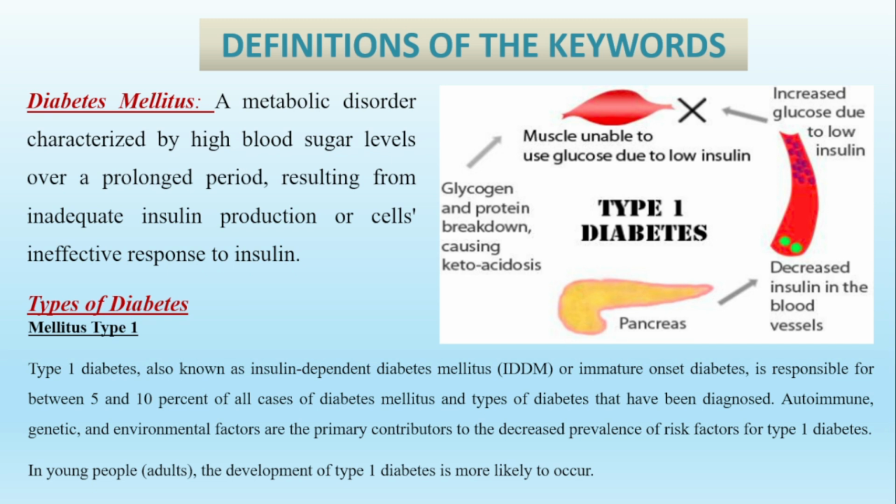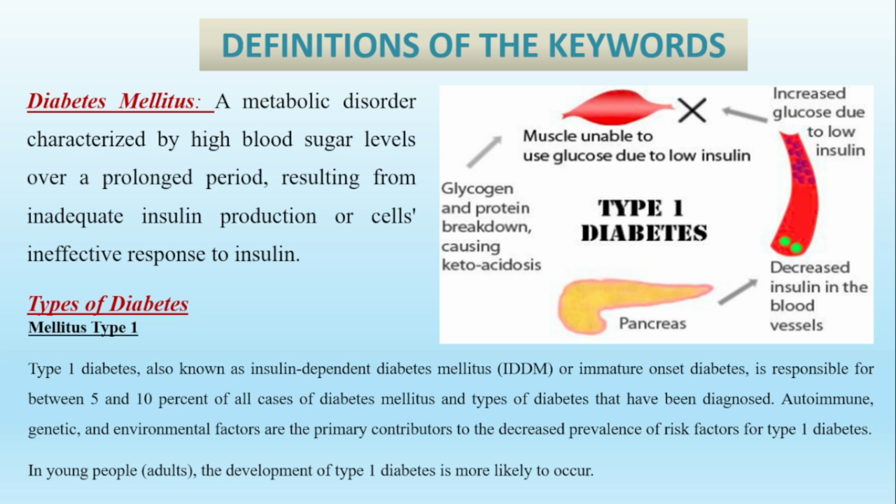Now, I will give a small introduction to diabetes. Diabetes mellitus is a long-term health condition where the body has a high blood sugar level due to either insufficient insulin production or the body's inability to use insulin properly. It is called insulin resistance, a metabolic disorder characterized by high blood sugar levels over a prolonged period, resulting from inadequate insulin production or the cells' ineffective response to insulin.